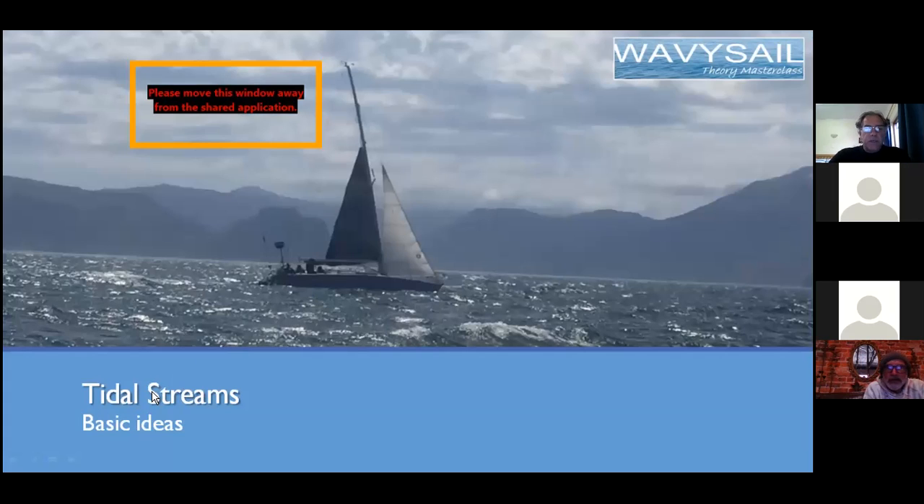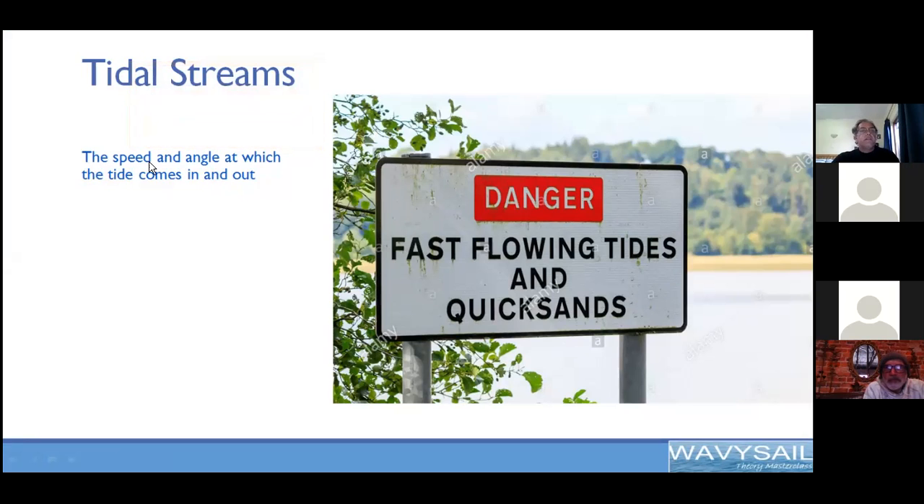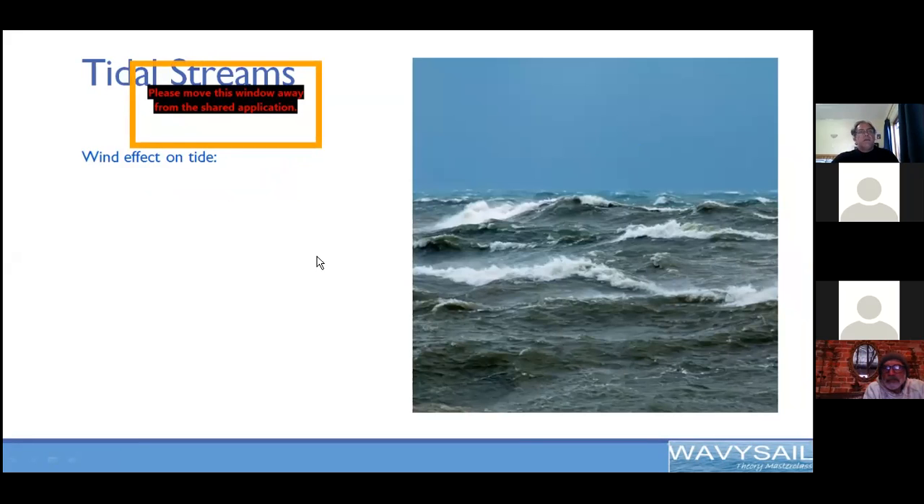Tidal streams. Okay, so the tide doesn't just go in and out, it flows in and out. And some of them can be very, very quick. This is an Alamy shot that I found, it's rather nice. So tidal streams is the speed and the angle at which the tide comes in and out. Here's a shot of the Severn Bore. It's the Severn River, that's the tide coming in. And the guys actually surf it, it comes in so fast. So that's tidal streams.